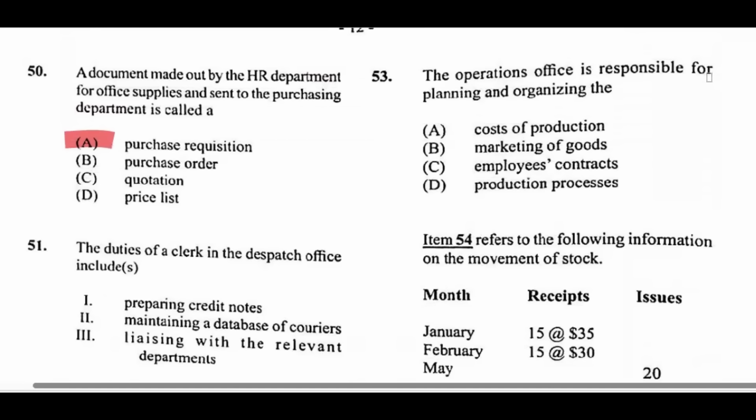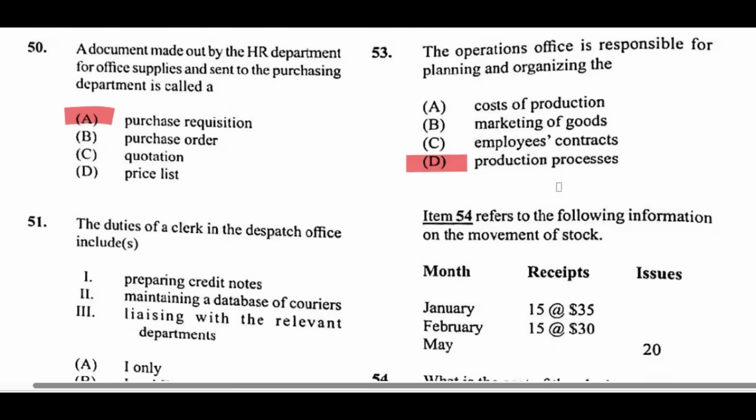The operations office is responsible for planning and organizing cost of production, no. Marketing of goods, employees contracts, the production processes, that is it. D, 53D. Operations office is also known as the factory office, that deals with factory and what goes on in a factory, right? The planning and organizing is part of the production process.